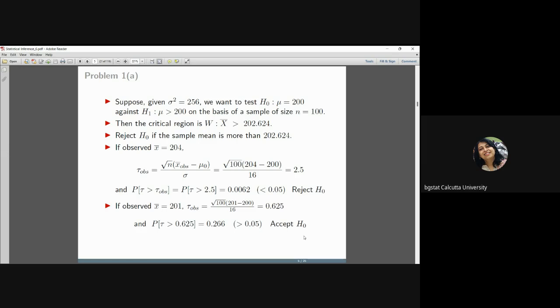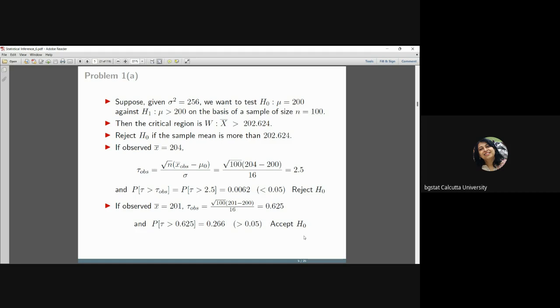Now suppose instead of 204, my observed x bar turned out to be 201. I do the same calculation. I calculate tau observed, which in this case is 0.625. I next calculate the probability of tau being greater than 0.625, which is 0.266. My next step is to compare it with the level of significance, and because it is larger than the level of significance, I am not able to reject H naught.